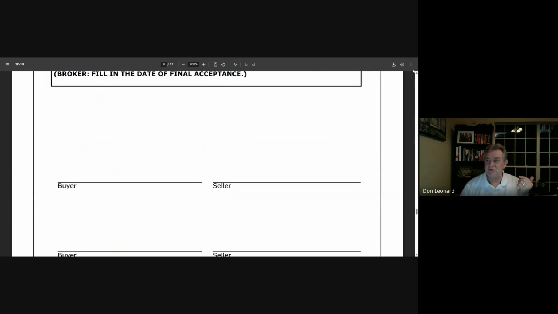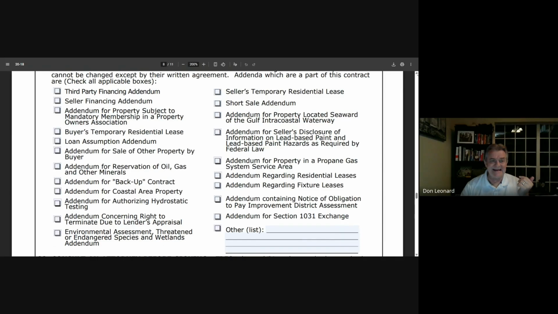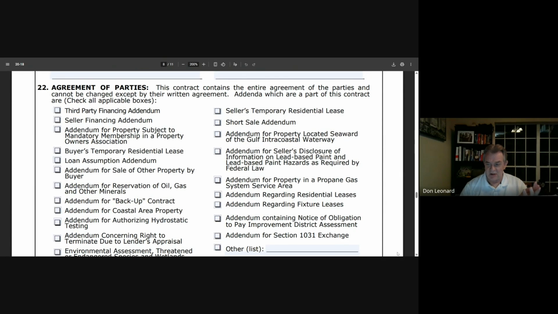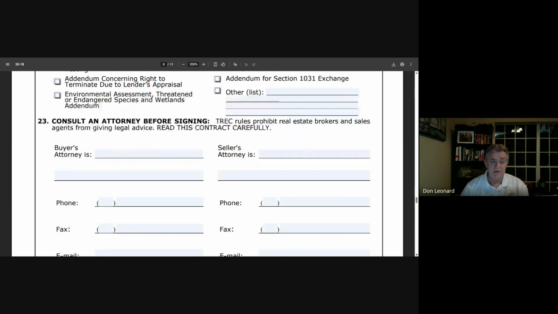22, agreement of the parties. These are addenda that are going to be attached to the contract. And of course, there are other ones that could be there too.